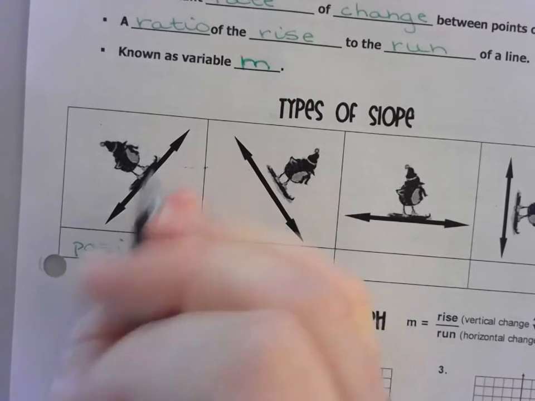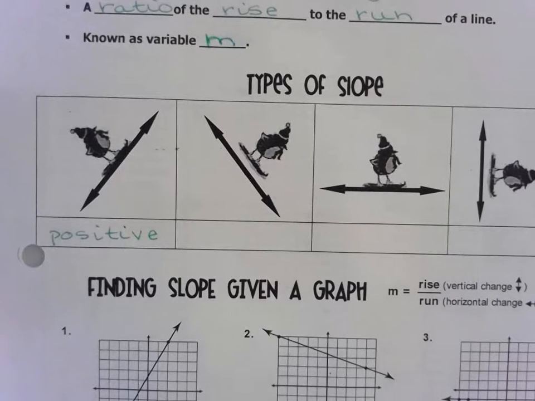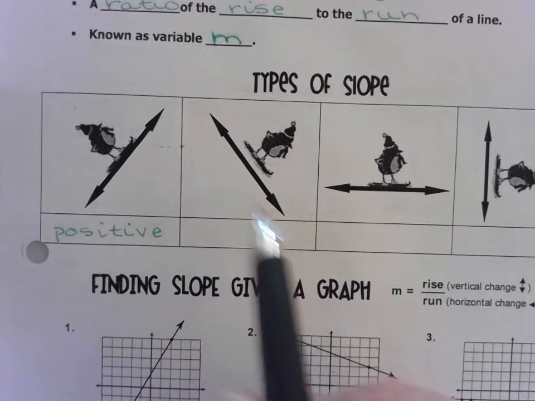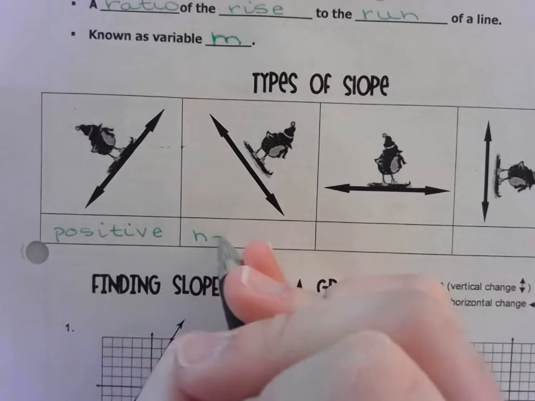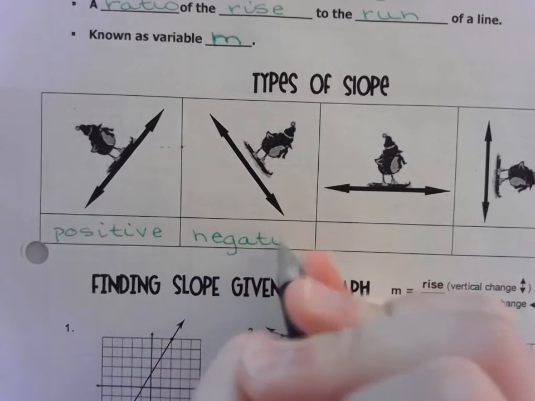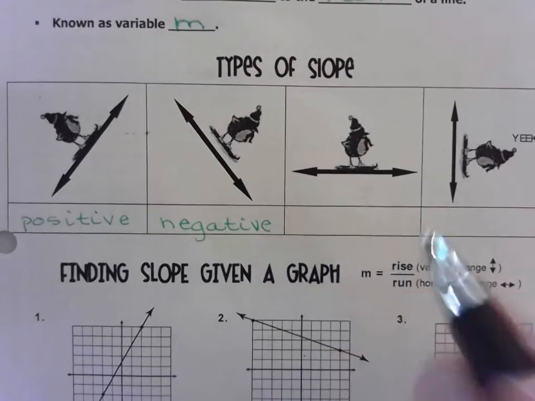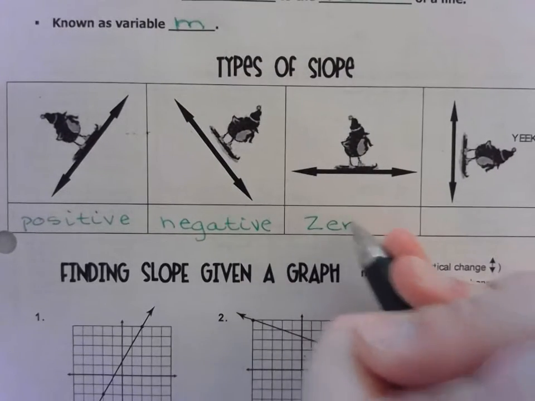So if I look from left to right and my line is going uphill, that is a positive slope. If I go from left to right and my line is going downhill, that is a negative slope. So yeah, you guys remember some of these. The next one has a slope of 0.